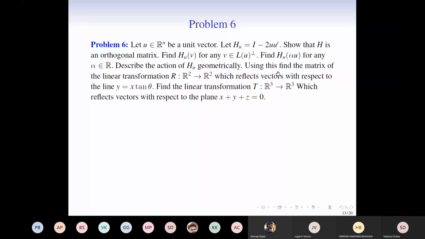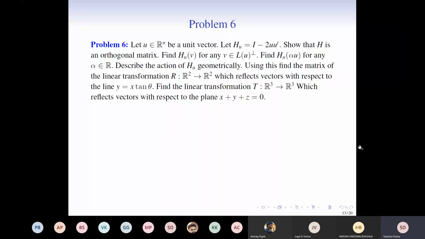Find out the matrix of the linear transformation. The first linear transformation is R, which is from R2 to R2, and reflects vectors with respect to the line y equals x tan theta. Okay, so let's first do the initial part.